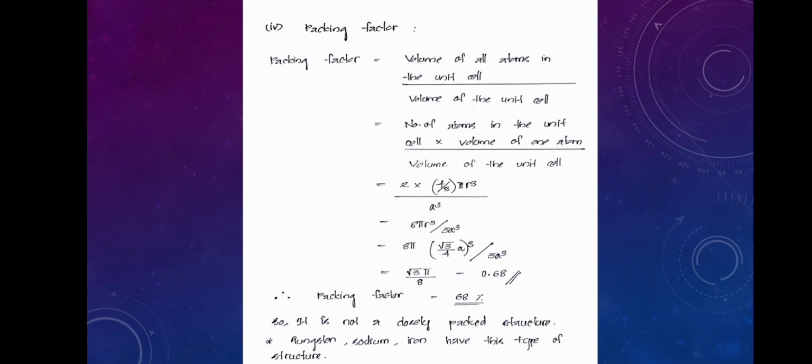So in percentage we can say it is a 68% packing factor. Knowing the packing factor as 68%, the coordination number as 8, the atomic radius as root 3 divided by 4 into a, and the total number of atoms per unit cell equal to 2, we can conclude that the body-centered cubic structure is not a closely packed structure. Tungsten and sodium have this type of structure.